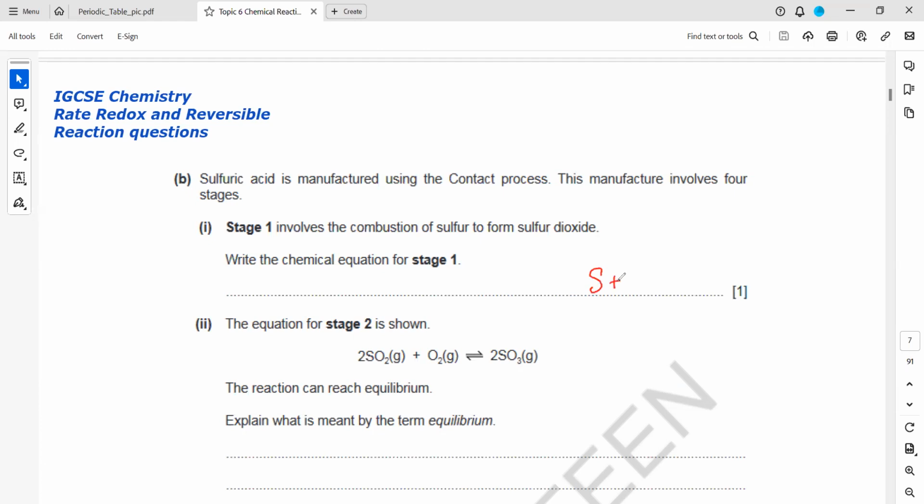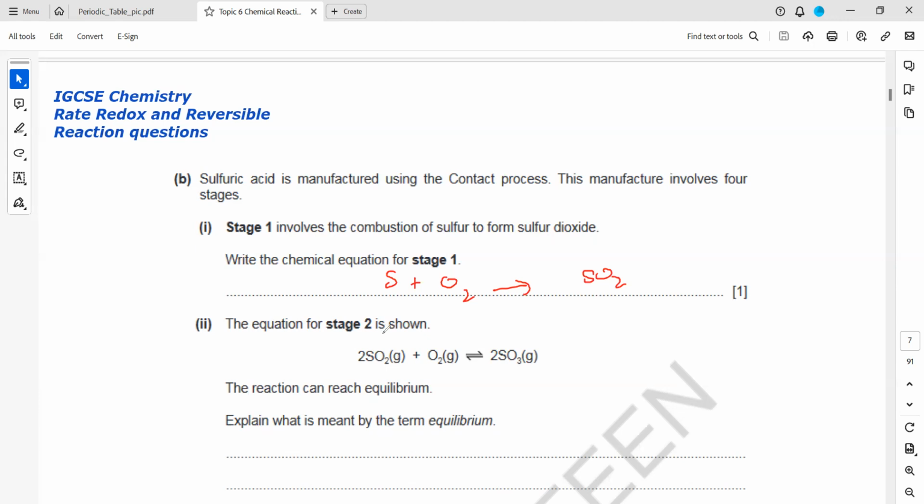So sulfur is there. Even though it's a non-metal, we don't write a molecule, because non-metals like carbon, silicon, sulfur and phosphorus can form giant molecular structures. So we don't write them as a molecule, we write them as an atom. So for sulfur we don't write S2, we just write S. It reacts with oxygen. Oxygen is a non-metal, so it exists as a molecule, and it forms sulfur dioxide, so it will be SO2.